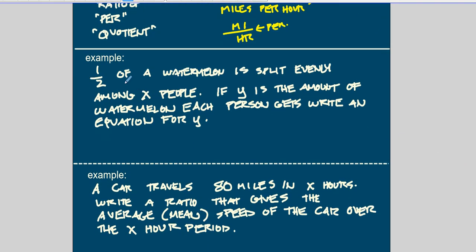So an example: 1/2 of a watermelon is split evenly among X people. If Y is the amount of watermelon each person gets, write an equation for Y. We want to know how many times X goes into 1/2. So this is going to be Y equals 1/2 divided by X. Okay, and we'll just leave it like that for now.